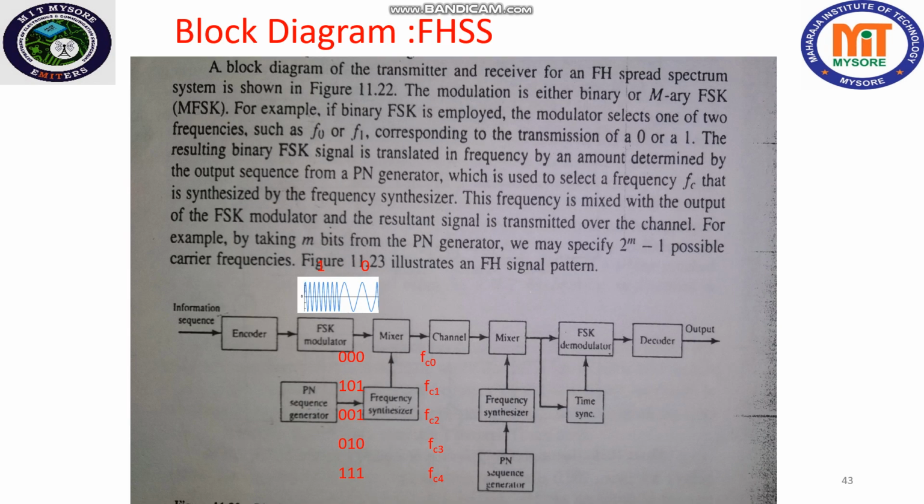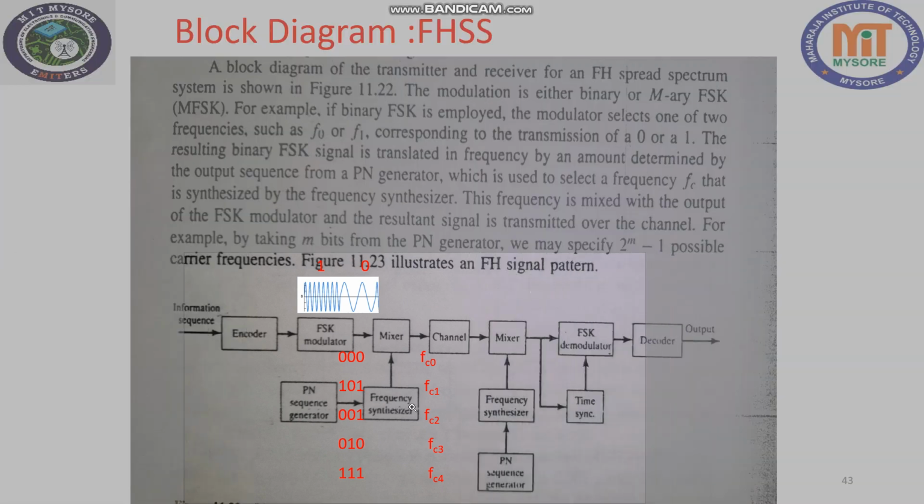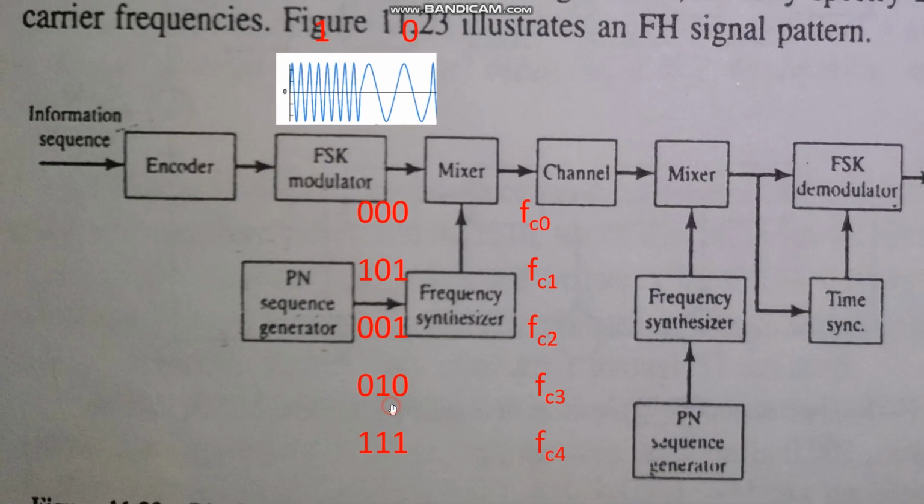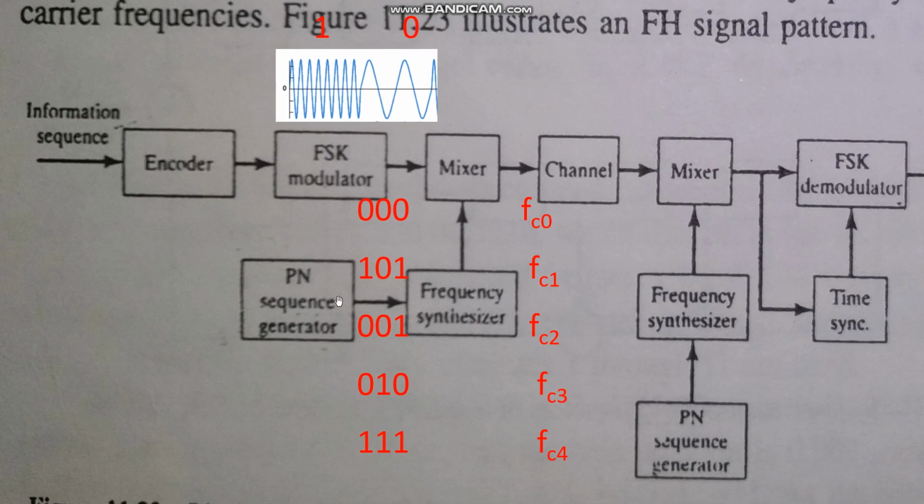FHSS, which is this one. Let us first see the modulator or the transmitter end. Incoming information sequence is applied to an encoder. Here the encoded signal is frequency modulated. I have considered an example of BFSK.